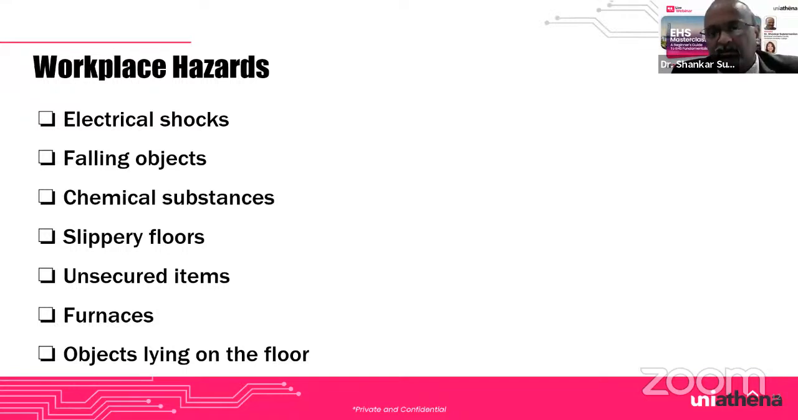Unsecured items: you keep items in the right place and they should also be secured, so they do not fall all over the place. Furnaces, as I said, temperature, then objects lying on the floor, so people can trip and fall. These kinds of hazards happen in most places, so you need to take care of these instances. The most important thing is awareness of these, discussions at various forums, and training on how to deal with these instances and take care of them.